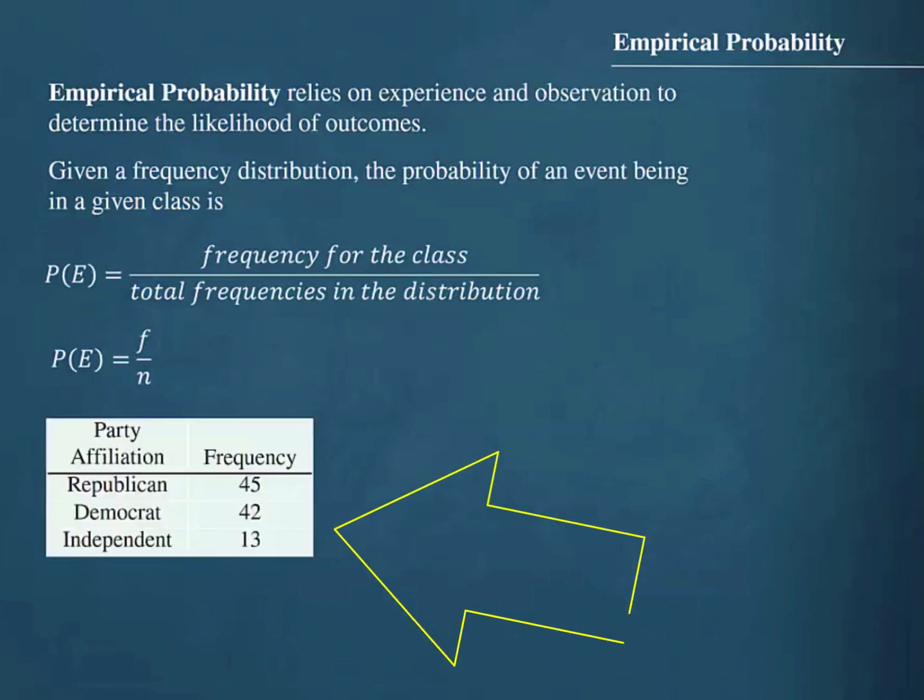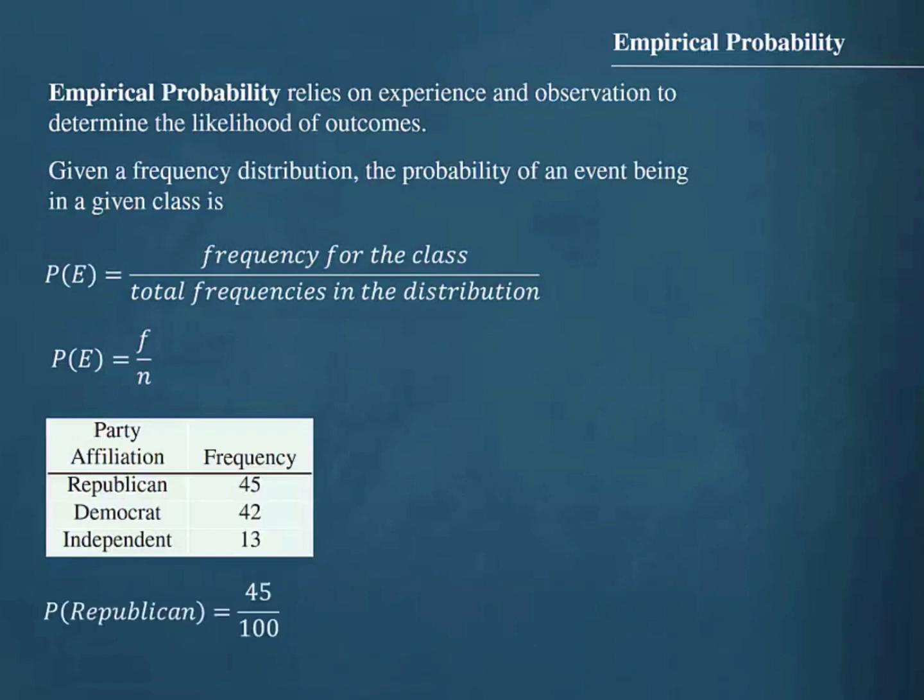The table below is an example of a political party affiliation poll. The participants responded either Republican, Democrat, or Independent with the given frequencies. From this table, a researcher will determine that the probability that a Republican was selected from this population is equal to 45 out of 100.